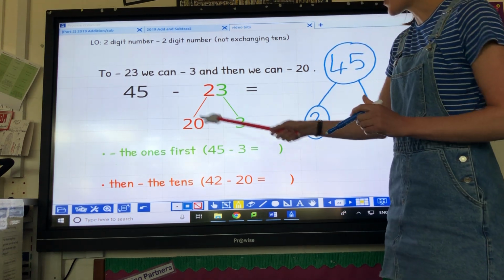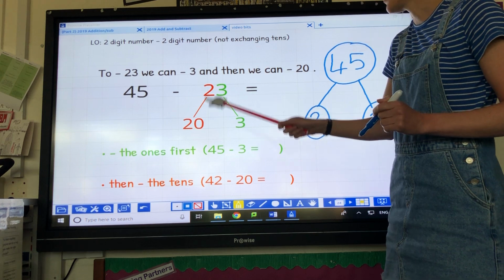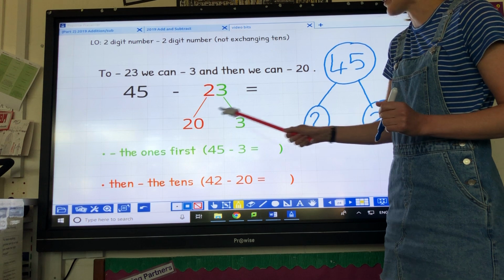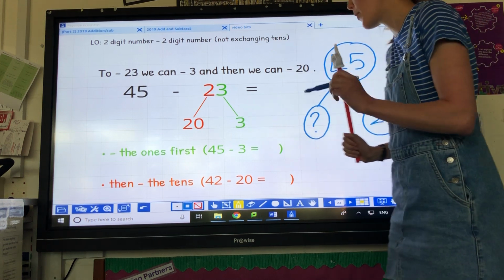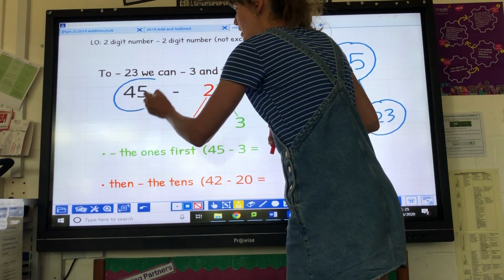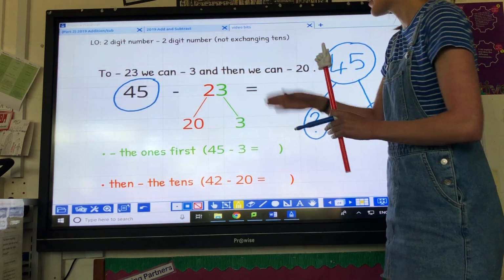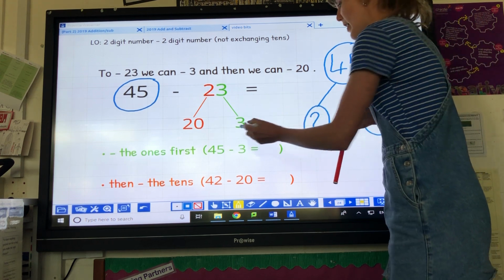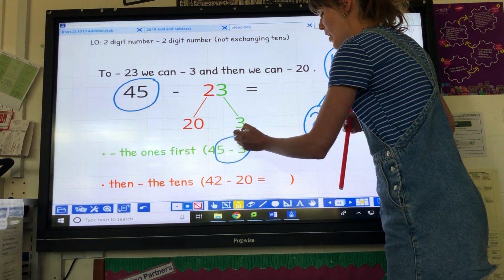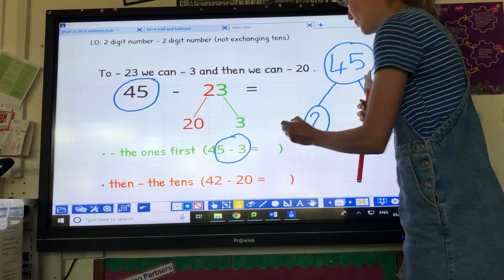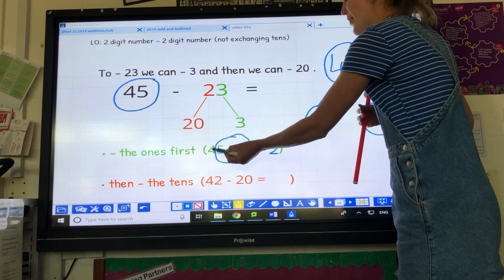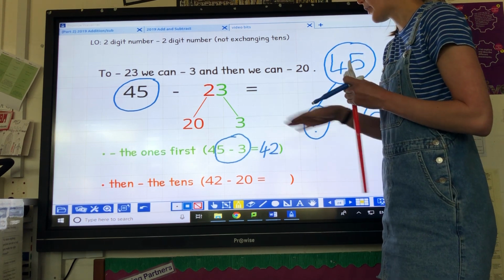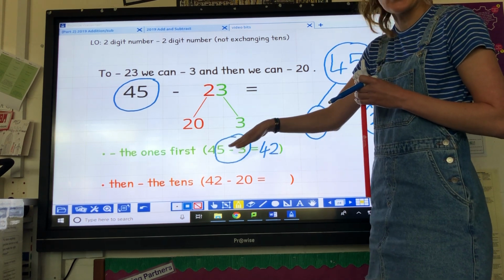So we're going to partition our part. Okay, so you've got 2 tens and 3 ones, 23. And we start, like I just said, with the ones first. So we start with our whole, 45, subtract how many ones? 3 ones. So 45 subtract 3. Now I know that 5 subtract 3 is 2. So I go in the ones column. And then we've got 4 tens for 42. Okay? Because the tens stay the same because we're only subtracting ones.